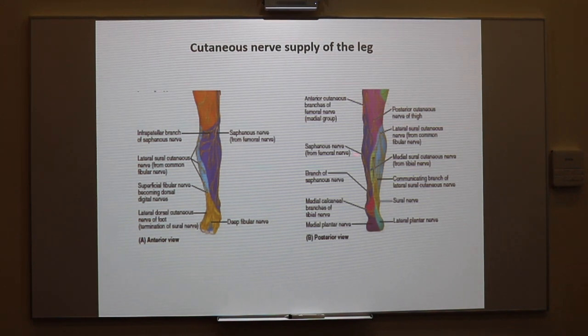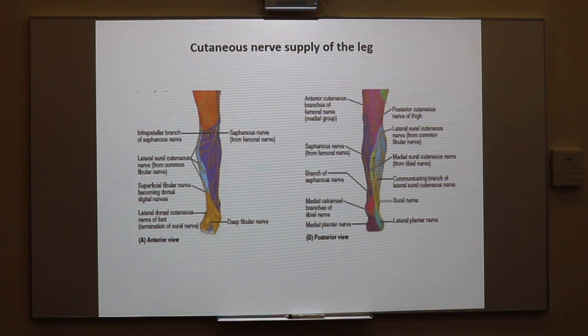Okay, now we are looking at some of the cutaneous nerve supply, and this is the front of the leg, and this is the back of the leg. So in the front of the leg, the medial side is supplied by the saphenous nerve, which is a branch of the femoral nerve. The lateral upper 2/3 of the leg is supplied by the lateral cutaneous nerve of the calf and lateral sural cutaneous nerve. These are the branches of the common fibular nerve.